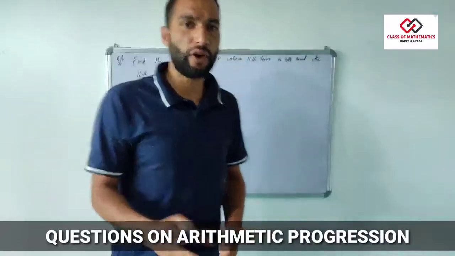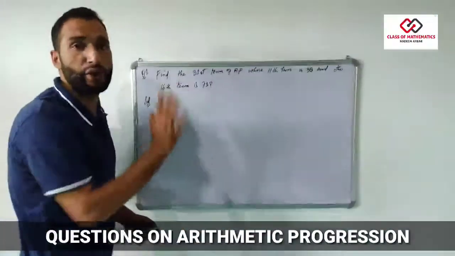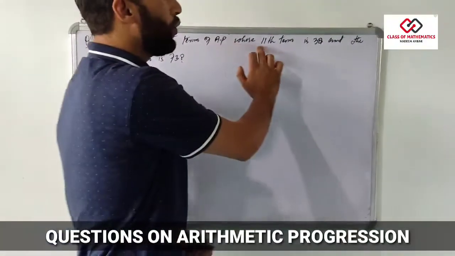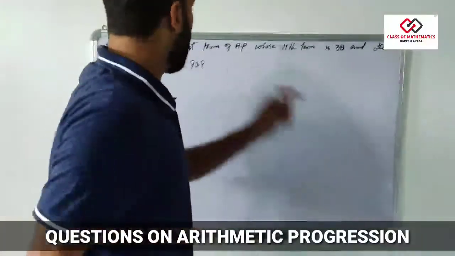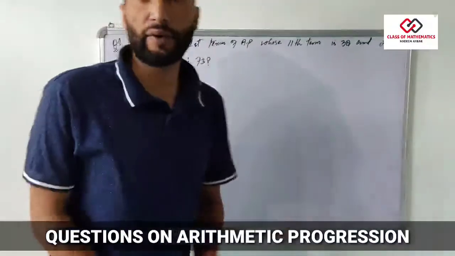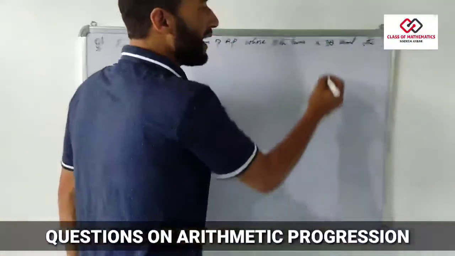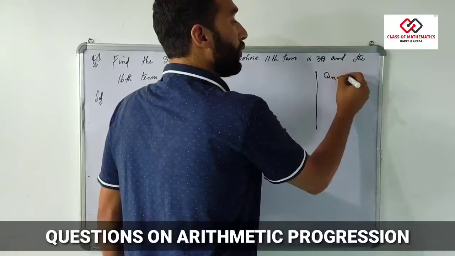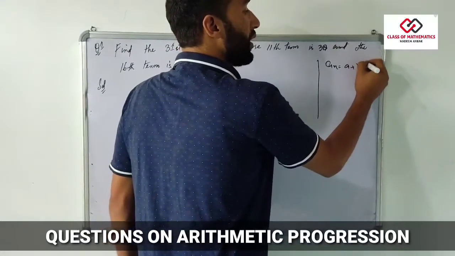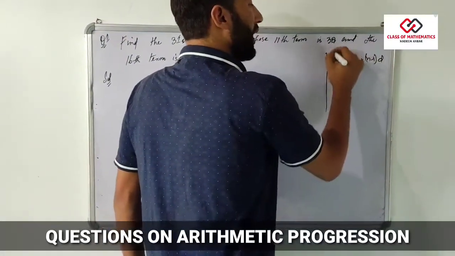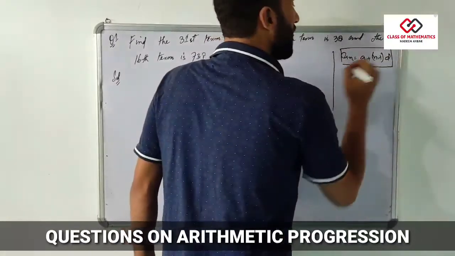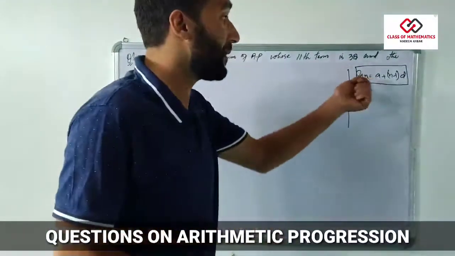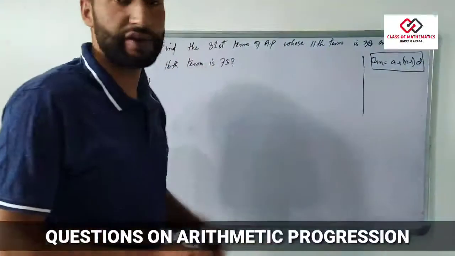Now moving straight forward, without wasting time, to the question. What does the question say? Find the 31st term of the AP whose 11th term is 38 and whose 16th term is 73. We know that the nth term of an AP is an equals a plus n minus 1 into d. This we call the general term of an AP, or the nth term of an AP. On the basis of this formula, I will solve both questions.